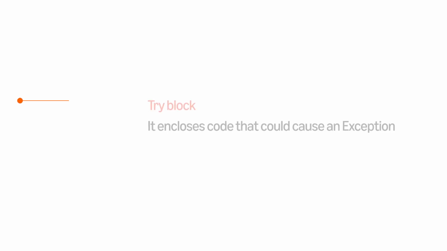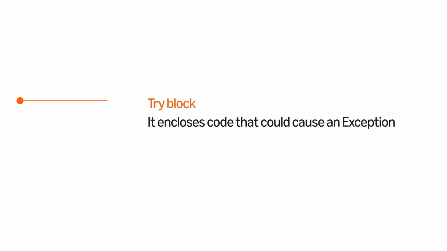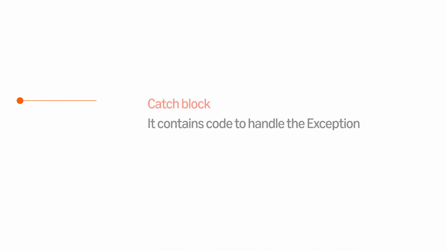It is important to be clear on what each part of the try-catch block does. In your program, the try block should enclose the section of code that could cause an exception. The catch block should contain code that handles the exception. This is the code that needs to run if the exception occurs.